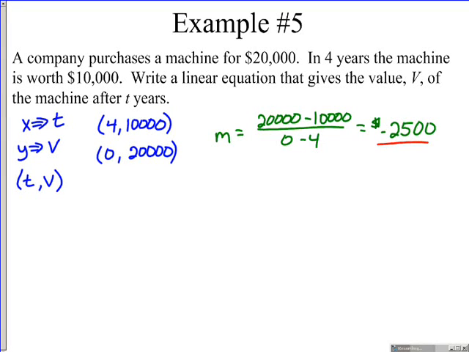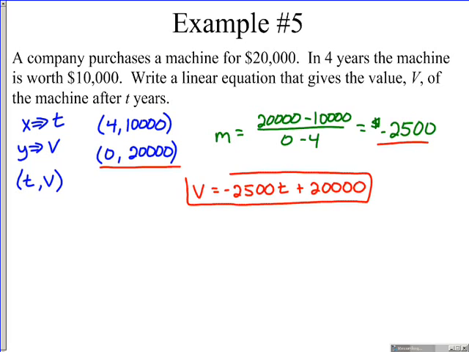This ordered pair that we're given here was a special ordered pair because X is 0. If X is 0, we know that is the y-intercept. So normally I would go to point slope form here. Don't need to because we know the slope and we know the y-intercept. So go to slope intercept form. Y equals negative 2,500 T, and actually I should be using the variable V here, so we're talking about the value, V equals negative 2,500 T plus 20,000. There is our final equation.